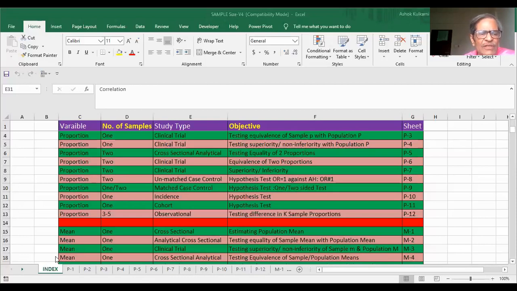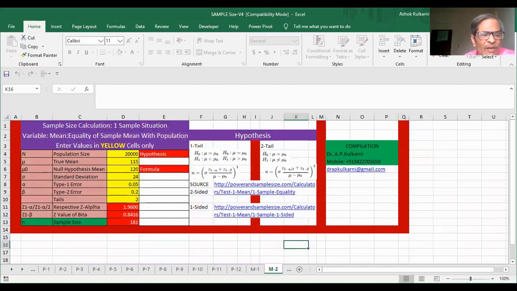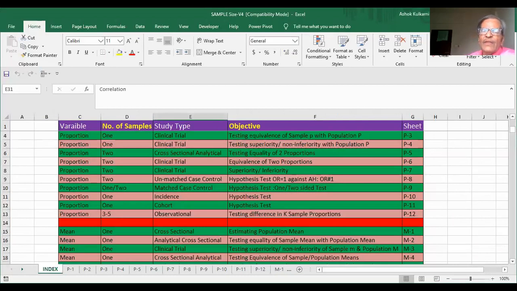And the first sheet is labeled as index, and the rest of the sheets are labeled as P1, P2, P3, and M1, M2, M3, something like this. And you'll have to go to the index sheet first of all. Then here you will find all the sheets numbered according to what is the variable in your study, whether there is one or two or more than two samples. Like in this case, it can work for 3 to 5 samples, if it is a proportion, and if it's an observational study.